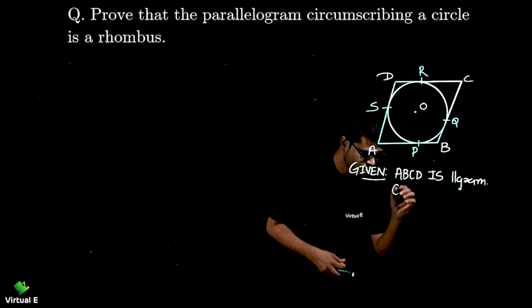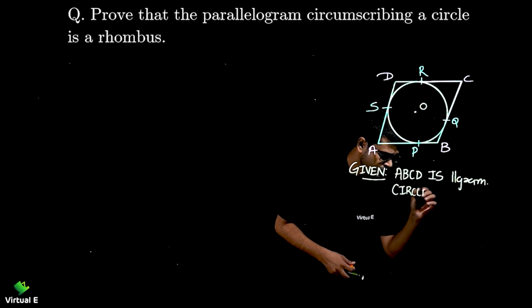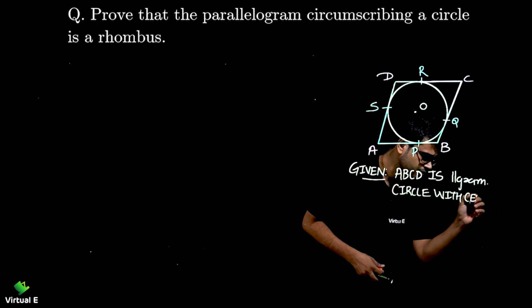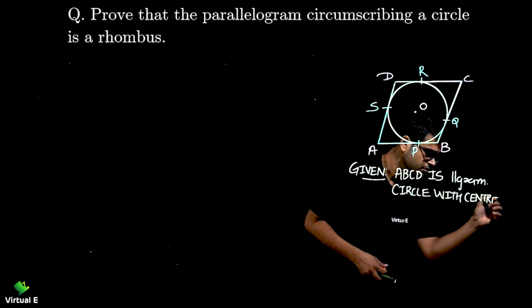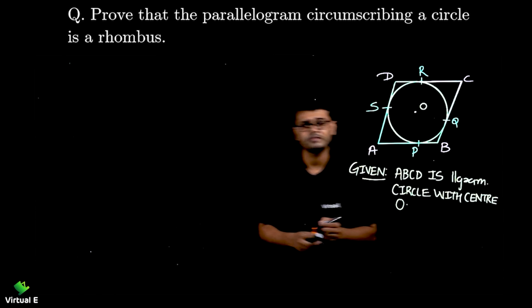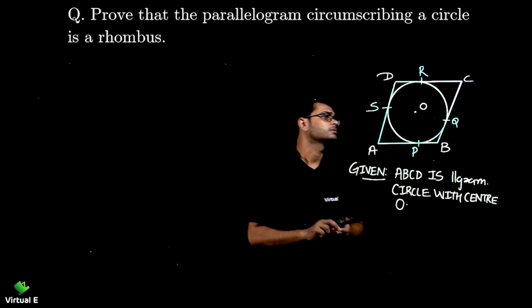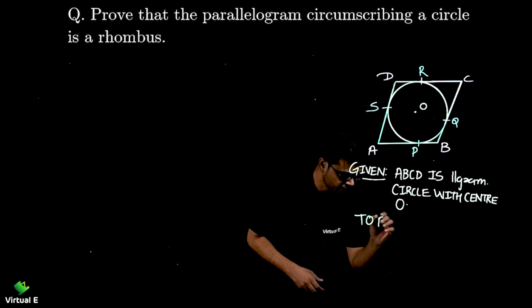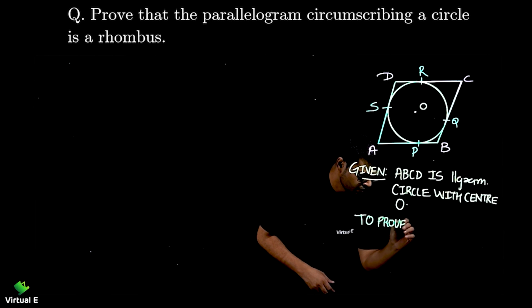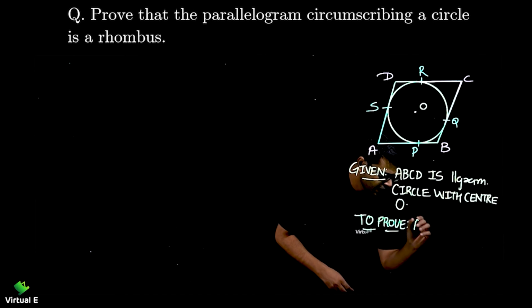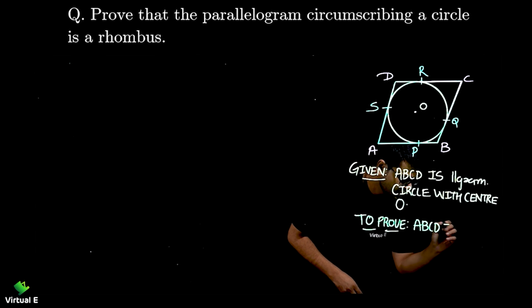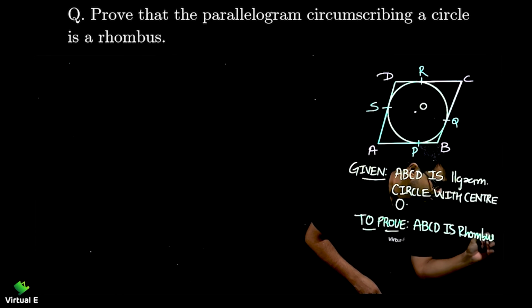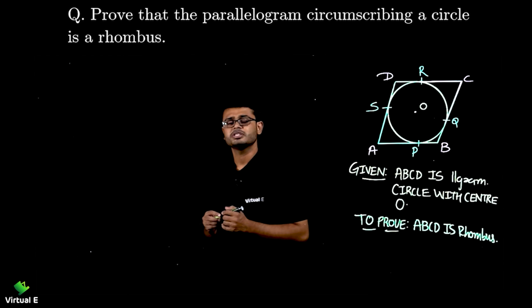Let's take a circle with center O, right? Circle with center O. Done. Now we need to prove. What we need to prove? We need to prove that ABCD is a rhombus. We need to prove that ABCD is a rhombus.